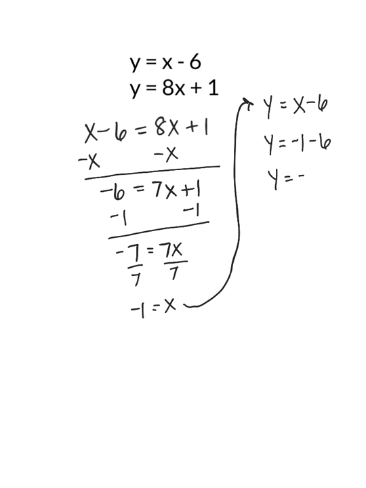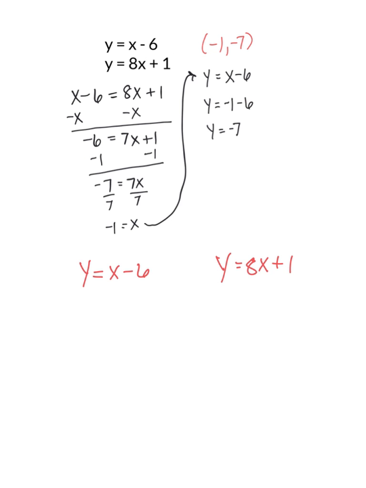Negative 1 minus 6 is negative 7. So this tells me that my solution is negative 1, negative 7. But how can we be sure? That's right, we have to do the check, and we have to do the check twice.